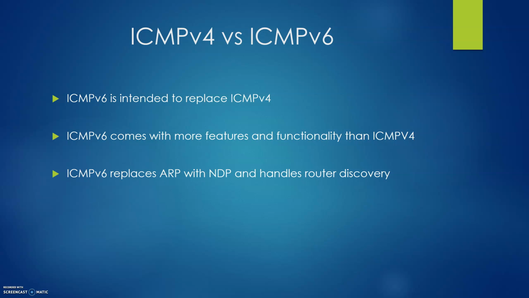Okay, so ICMPv4 is actually the older one. ICMPv6 is intended to replace it, and ICMPv6 comes with more features and functionality. It actually replaces ARP and handles router discovery, which version 4 couldn't do.